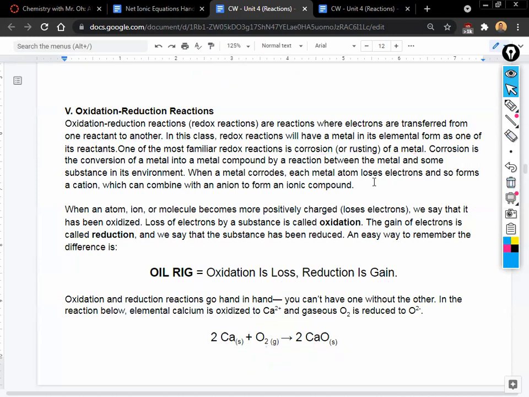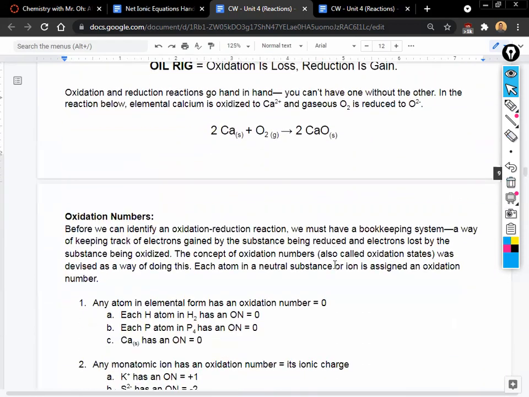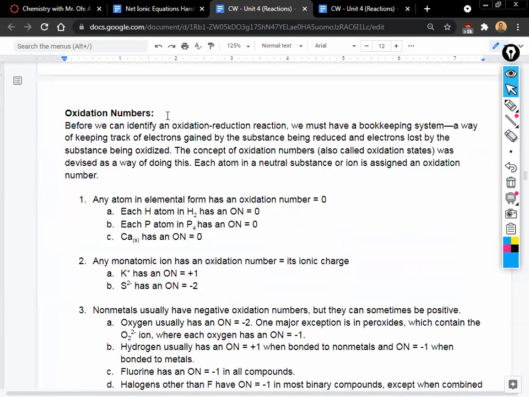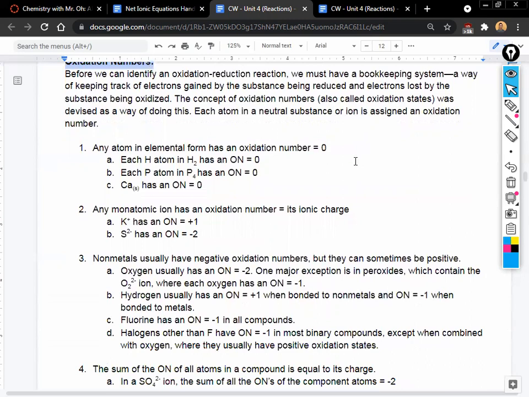Alrighty guys, let's now take a look at how we can tell if something is oxidized or reduced. In order to figure that out, we need to look at something called an oxidation number. It's just a way of keeping track of whether an atom gains electrons or loses electrons. We've talked about how atoms can have charges, right? They become positive, they become negative. Oxidation numbers are not that. We're still going to use positive and negative numbers, but it doesn't always have to do with their ionic charge. So just keep that in mind.